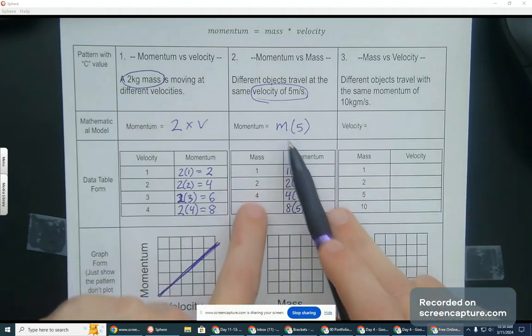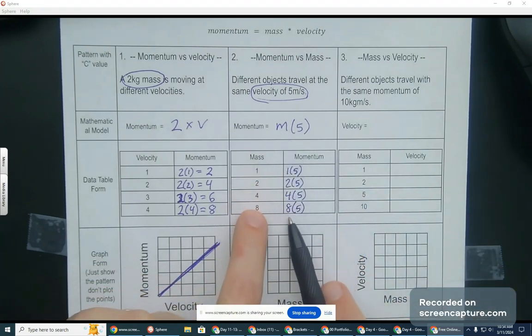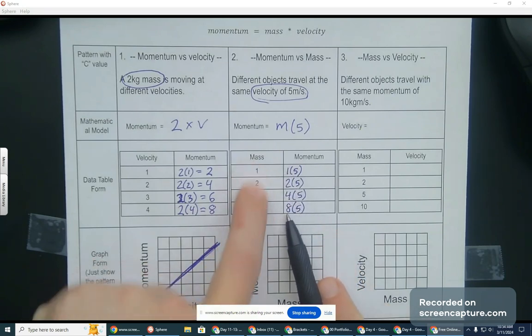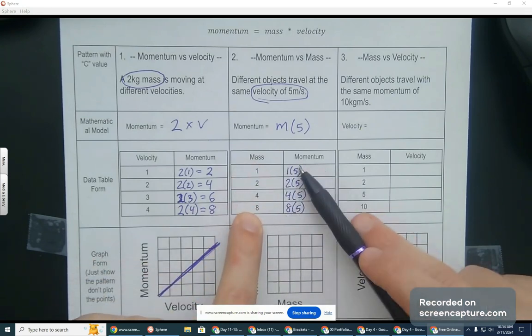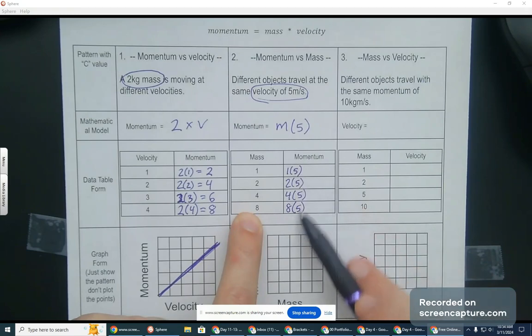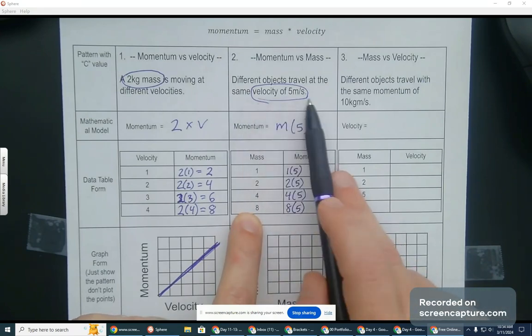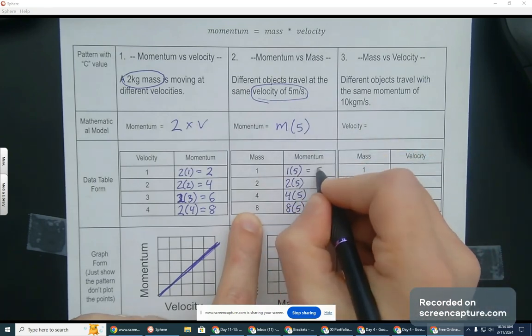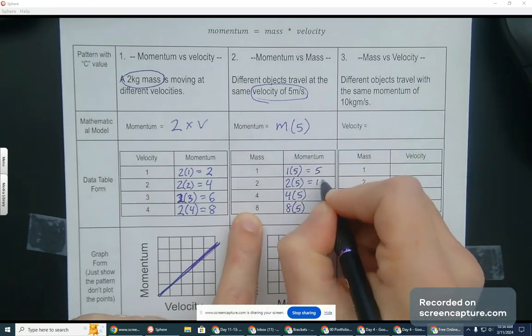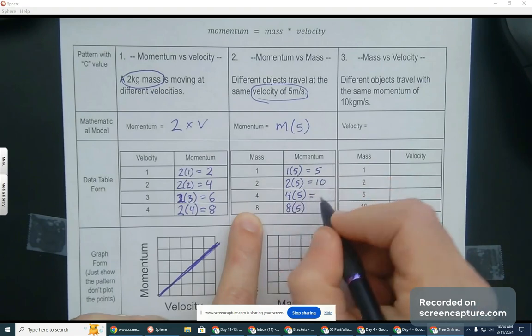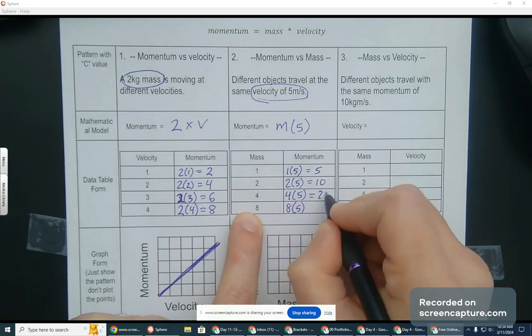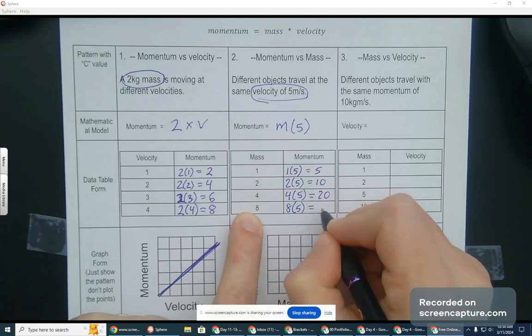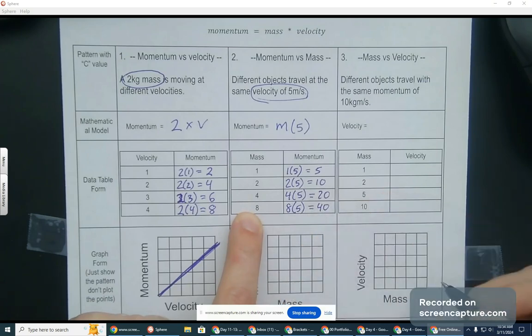Again, notice that the thing that's changing is the mass, because the mass is changing in our table. Our velocity is staying the same the whole time. It's always 5 for this problem. And then, of course, 1 times 5 is 5, and 2 times 5 is 10, and 4 times 5 is 20, and 8 times 5 is 40.